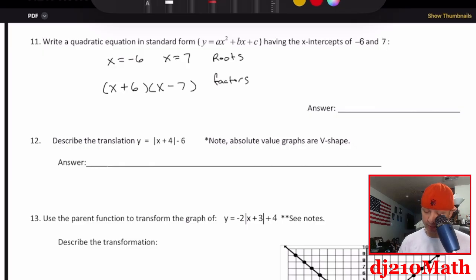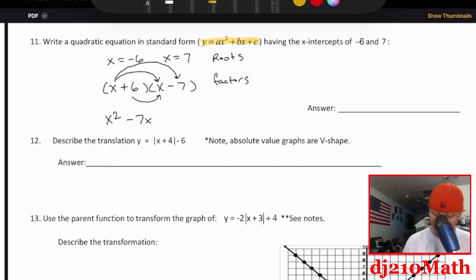Okay, we want it in standard form, like right here. So this is what we want, okay? This is what I have, x plus 6, x minus 7. We have to start FOILing this out, so let's expand it out. x times x, x squared. Notice, I draw my arrow, and then I do the math. So x times negative 7, negative 7x, 6 times x, plus 6x, 6 times negative 7, negative 42.